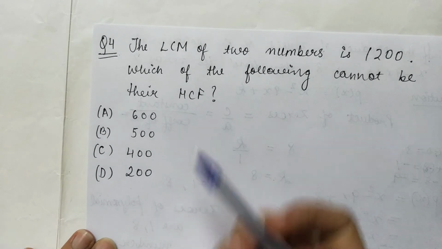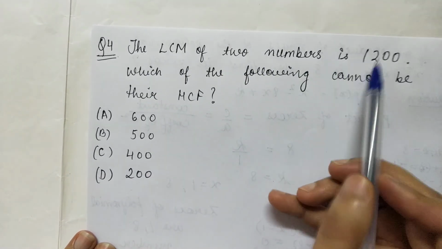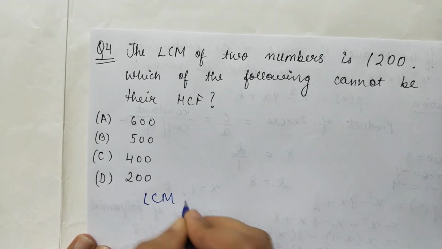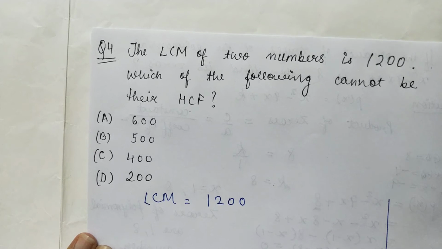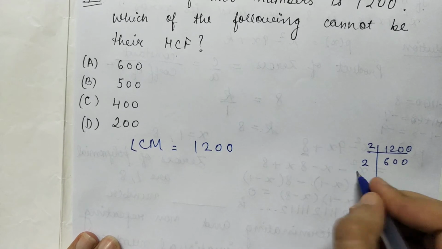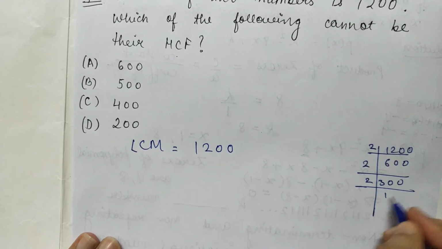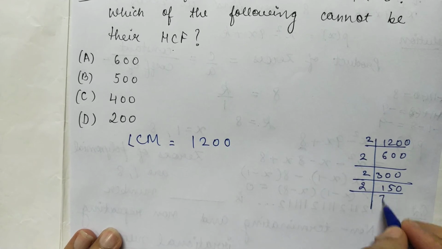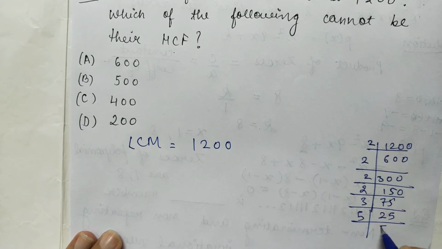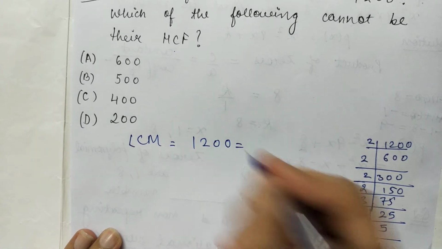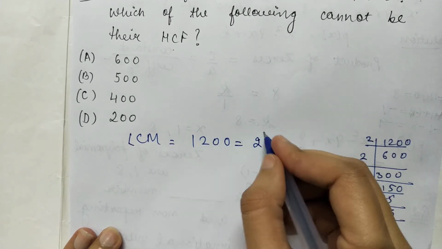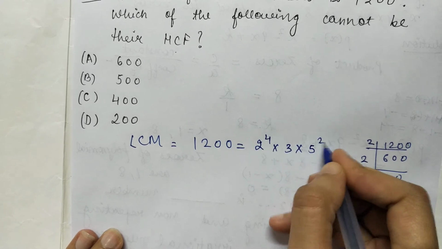Now, the LCM of two numbers is 1200. Which of the following cannot be its HCF? The LCM of two numbers is given to us as 1200. If we do the prime factorization of 1200, it will be like this. So you can write it using the prime factorization theorem: 2 to the power 4 into 3 into 5 to the power 2.